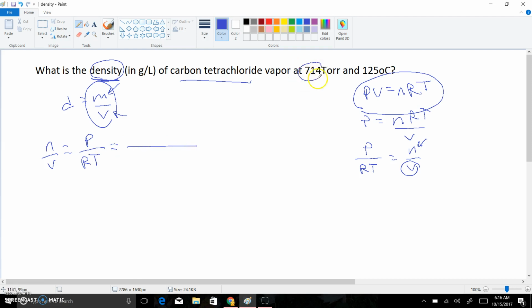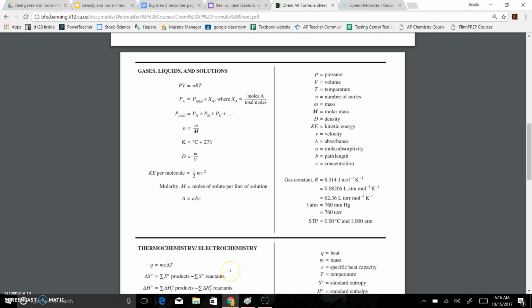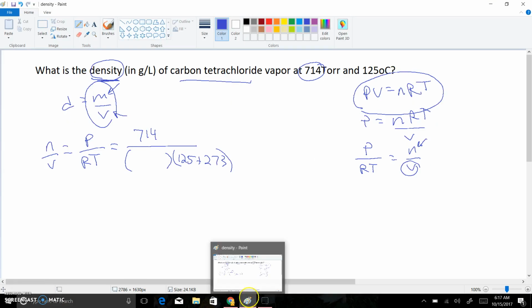My pressure gives me 714 torr, divided by my R times my T. My T is 125 plus 273. I've always got to get into Kelvin. If you go to your equation sheet here, it does give me the R constant in torr, so 62.36. So I can take my numbers and push them in my calculator.